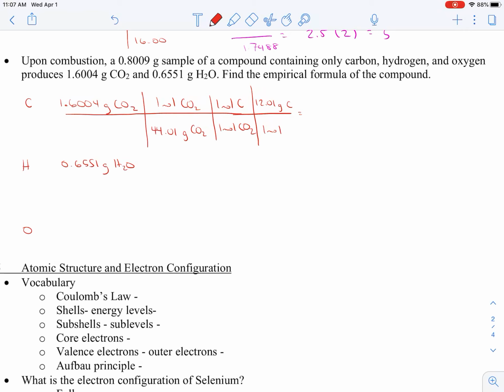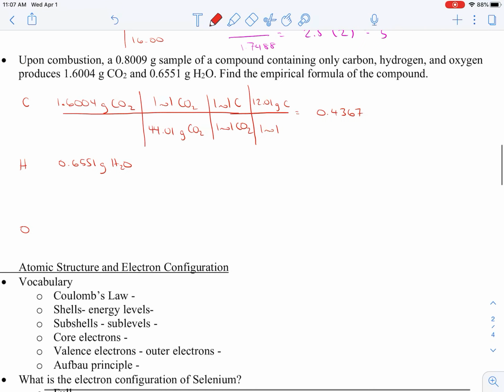So we're going to take 1.6004 times 12.01, divide by 44.01, and this will be our grams of carbon. So we have 0.4367 grams of carbon. Alright, we're going to do the exact same thing with water.